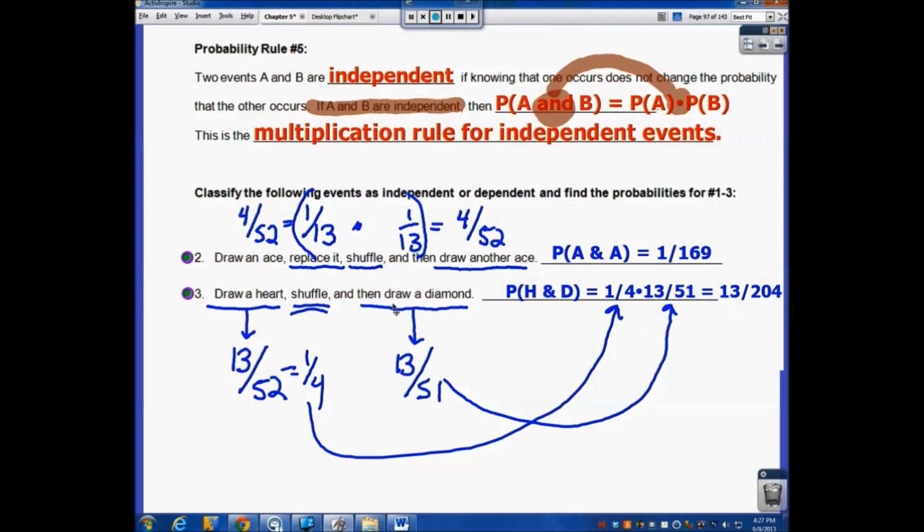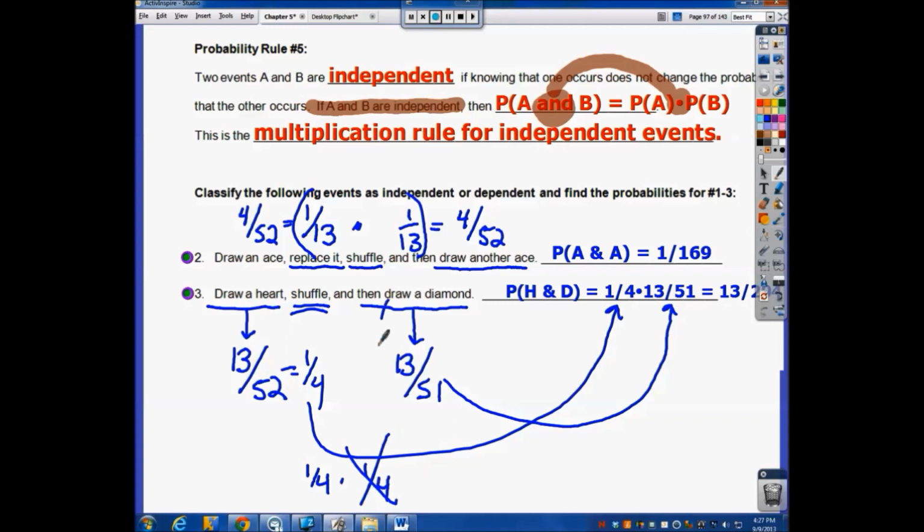Okay, so just because two events are not independent doesn't mean you can't calculate a probability. It just means that you cannot multiply together their individual probabilities. Again, I could not have taken 1/4 and multiplied it by another 4th because that probability for the second diamond, or for this diamond here, was not equal to a 4th because I didn't put the first heart back. If this said replace it, shuffle, and then draw a diamond, then it would be a 4th times a 4th, which is a 16th.